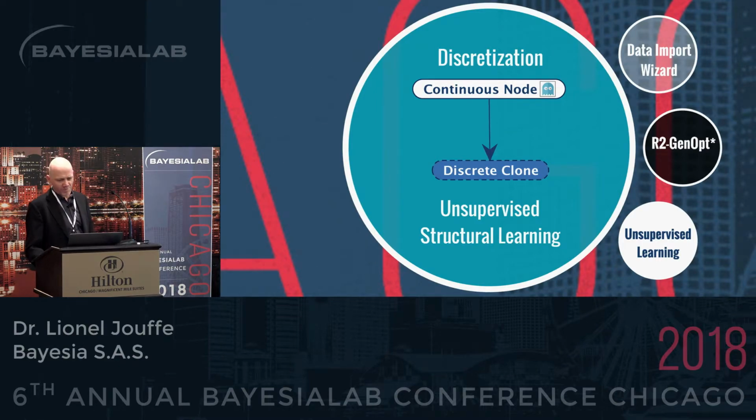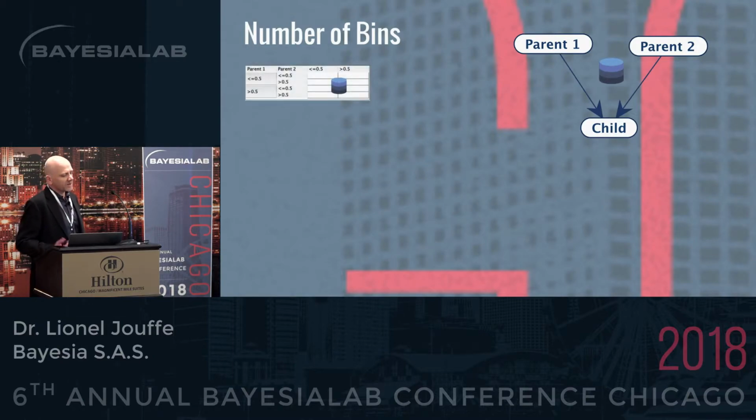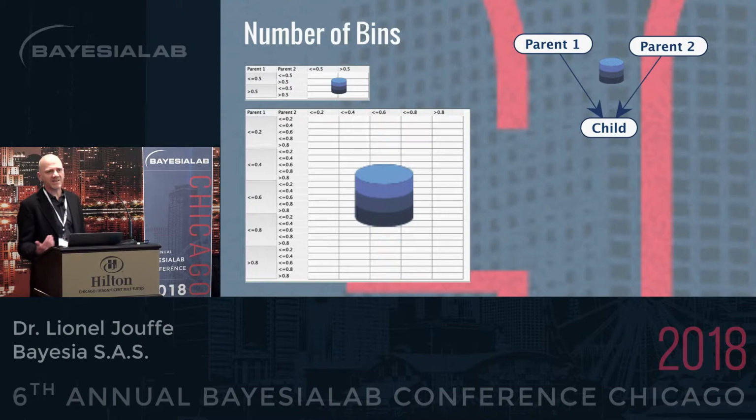So what we did first was create a heuristic in order to help you find the optimal number of bins given the size of your data set, because it's really a choice that is not that easy. Here, let's suppose we have these two parents and a child, and we have a data set. It's obviously not the same thing if you choose to have 2 bins per node than 5, right? In one case you have 8 cells, in the other one you have 125 cells. And the more cells you have, the more data you need to populate this table to be able to have a fine priority estimation of these, right?